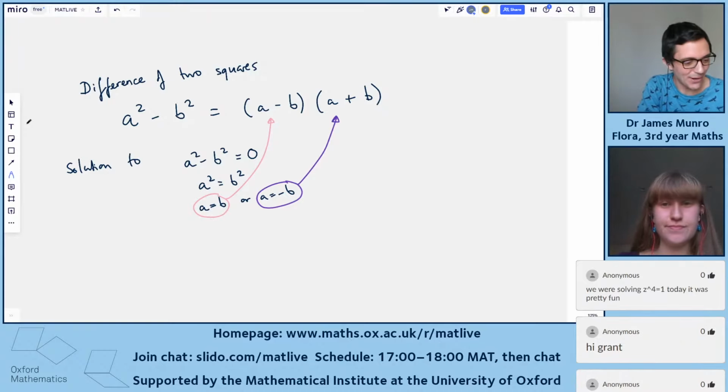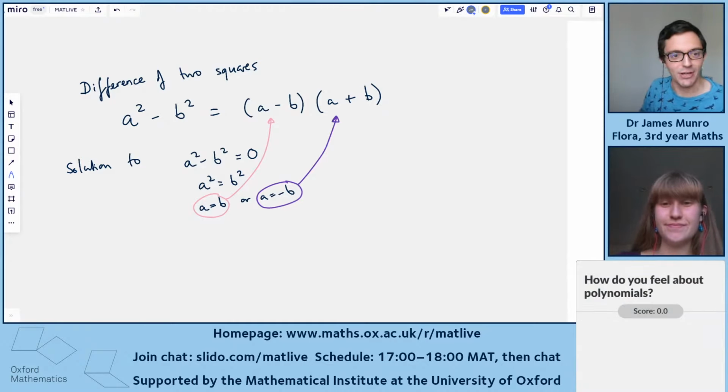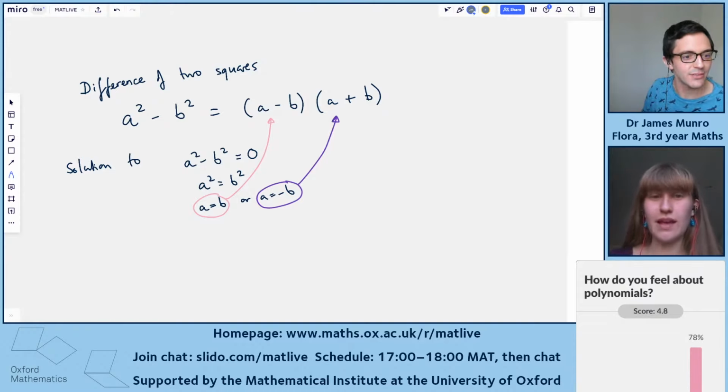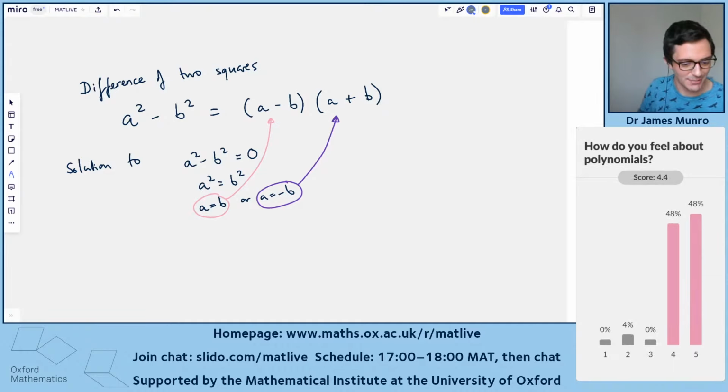We always start with a poll when I remember. Today's poll is, how do you feel about polynomials? Flora, I'm going to very rudely replace your face with the poll. Right, so people are voting on how they feel about polynomials. It's currently going really well, between 4 stars and 5 stars. 5 stars being love polynomials. 4 stars is winning slightly. 1, 2 and 3 stars, there's maybe one person in each of those categories.